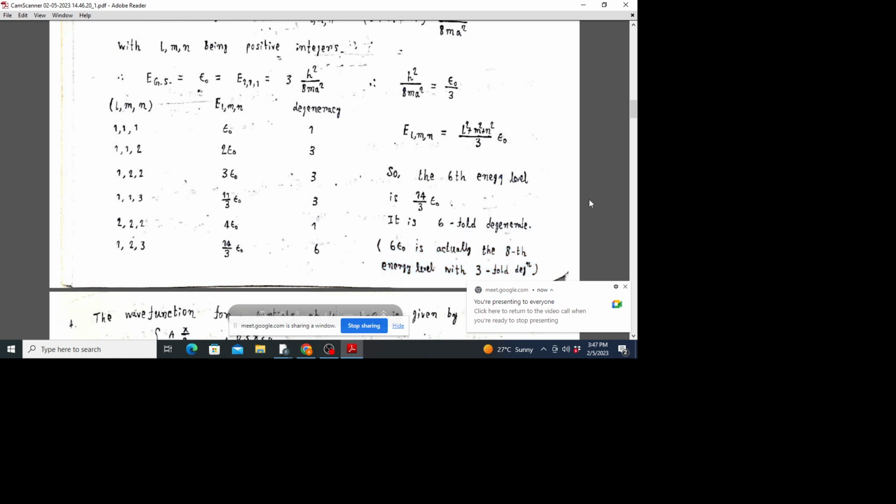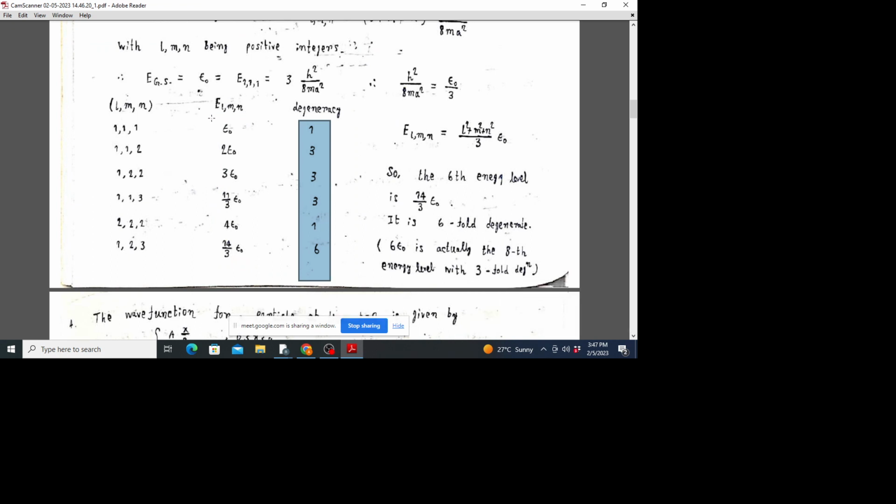Degeneracy is not the energy level but the degeneracy of an energy level. So these values are the energy levels, and degeneracy is an integer like 1, 2, 3. So an energy level is one of these.